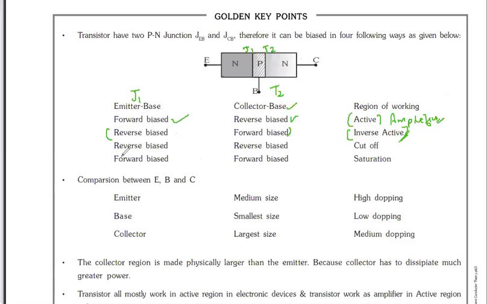Now, what if this is reverse biased and this is also reverse biased? What is this case? This is the case when VB is less than 0.7. Yes or no? Now both junctions are reverse biased. If both junctions are reverse biased, current will not flow. It is called the cutoff region. Cutoff means no current is flowing from collector to emitter or base to emitter. No electron is flowing from N to P and then P to N. Okay, everyone, got it?